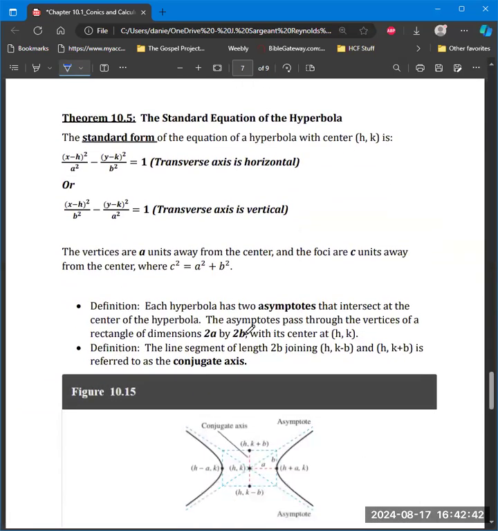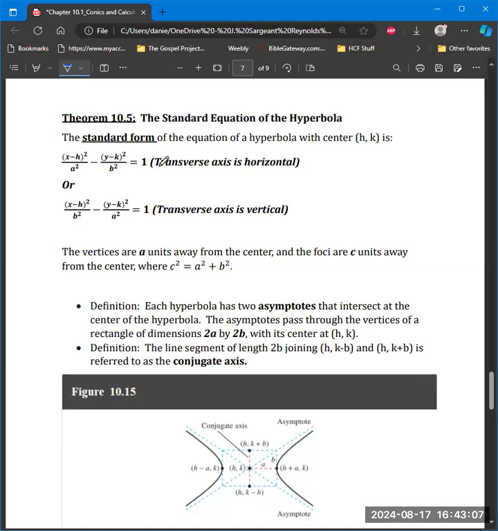Standard equations of the hyperbola. The standard form of the equation of a hyperbola with center (h, k) is given as either (x minus h) squared over a squared minus (y minus k) squared over b squared, and that's if the transverse axis is horizontal.